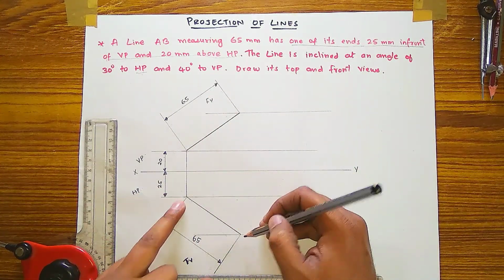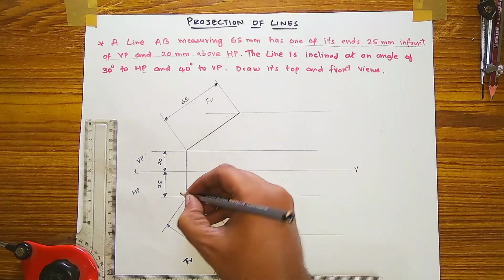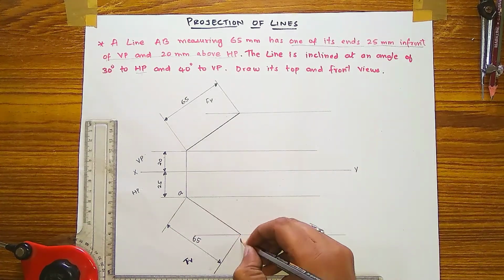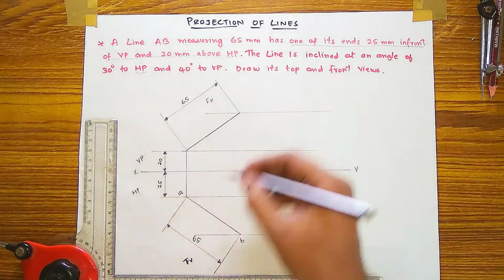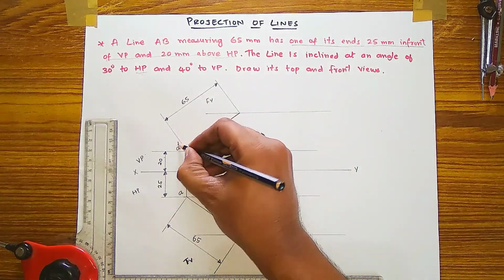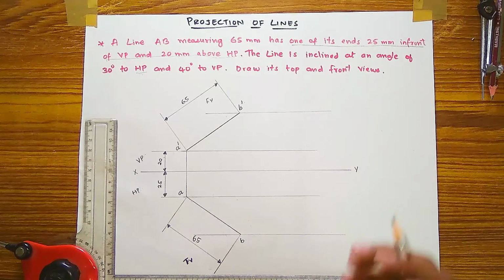In the top view, this 65 mm line is having the labeling A, and this is B, as said in the question. And on the front view, you are having A dash, B dash like this.